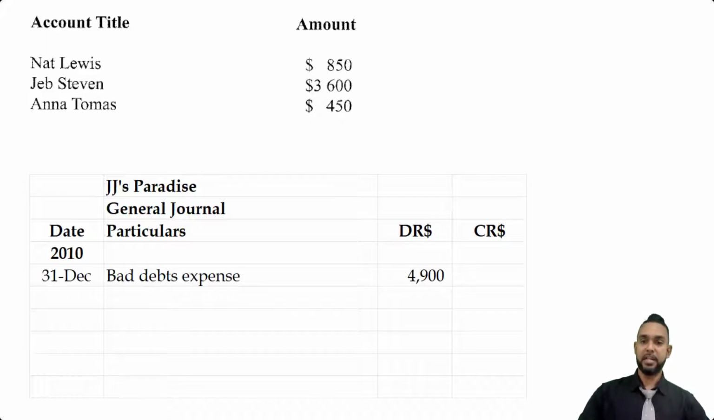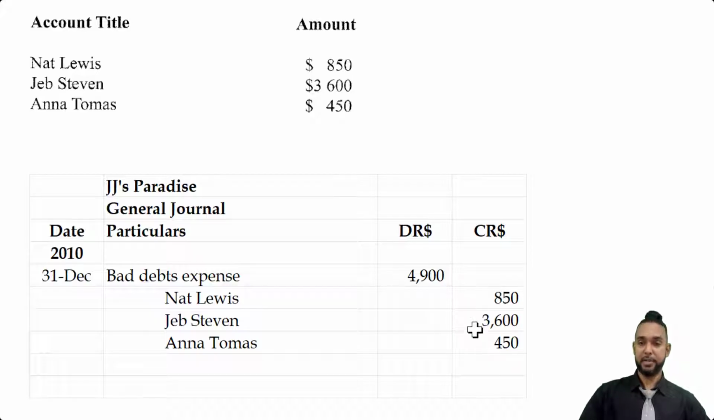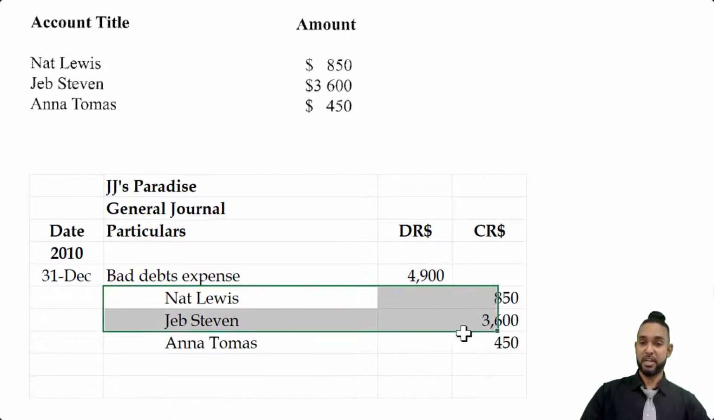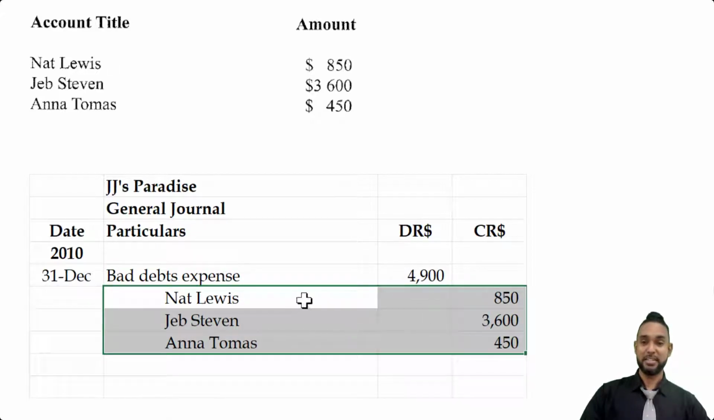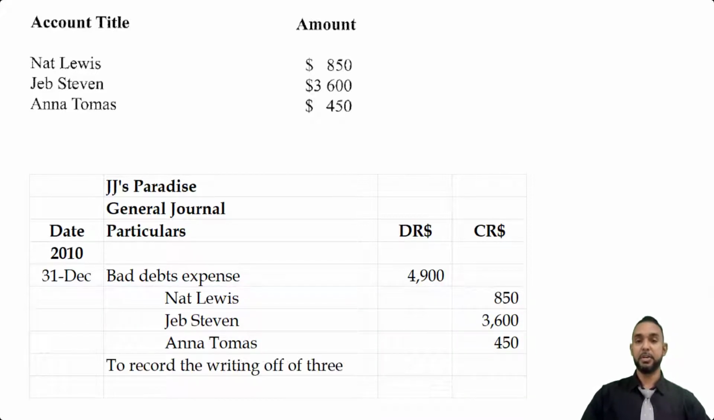So we are debiting the bad debts expense of 4,900. Now, how did I get 4,900? Well, simply adding up the individual balances that we are writing off will give us that total of 4,900. So like I said, the debit entries are entered first, the corresponding credit entries are entered next, and they are indented relative to the debit entry. And of course, they said we need a narration, so it says to record the writing off of three receivables or three debts as bad. You could also put three receivables as bad or uncollectible.